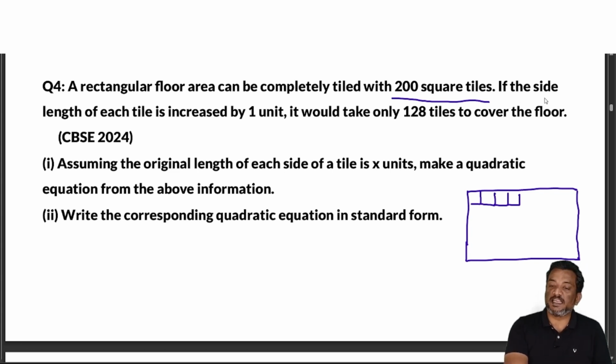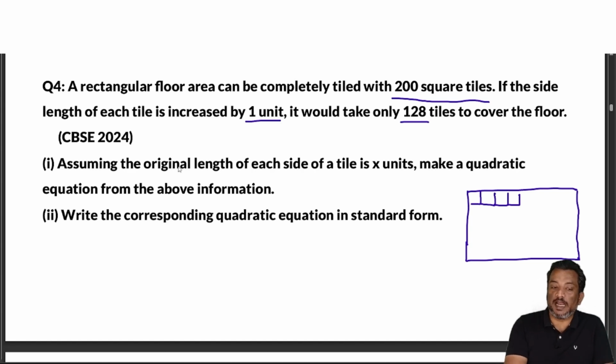Now after that it is saying if the side length of each tile, having some square tiles have some length, you can say increase by 1 unit. So it will take now 128 tiles to cover the same floor, which means here you are getting two conditions. One, previously they were using the tiles of x length. So in that case, to fill the same rectangular floor, it required 200 tiles. Now the tiles increase their length. Okay, so now the tiles length is x plus 1. So now the number of tiles is also reduced, that is 128. Okay, so two conditions you got it.